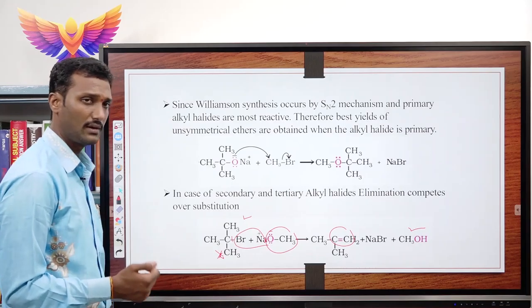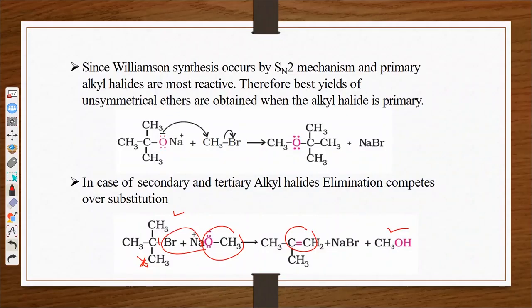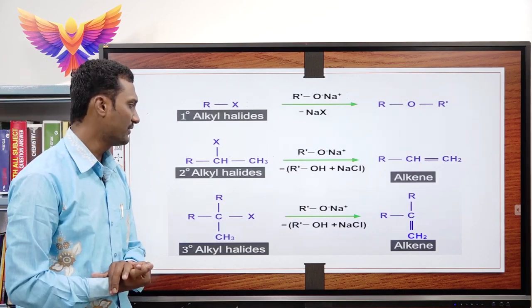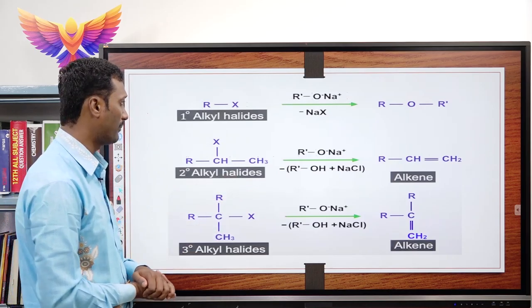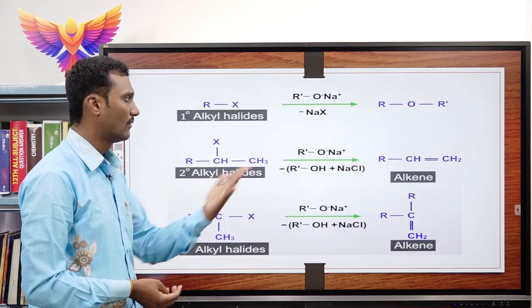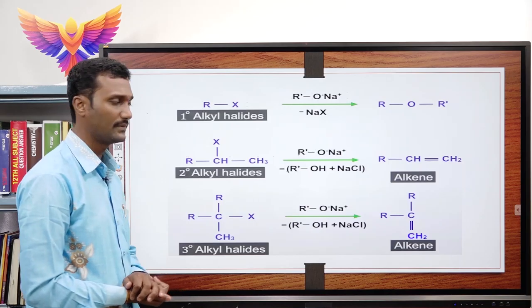If you take the tertiary alkyl halide, it gives an alkene. I hope you understood the mechanism, friends. Simple mechanism, that one. Yes students, here on this one screen I have shown what type of alkyl halide you take and what product is obtained. This is the Williamson ether synthesis.